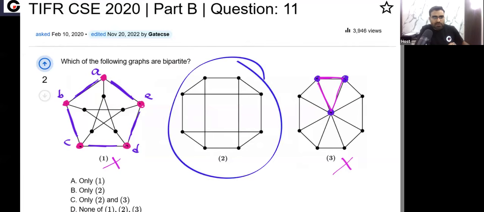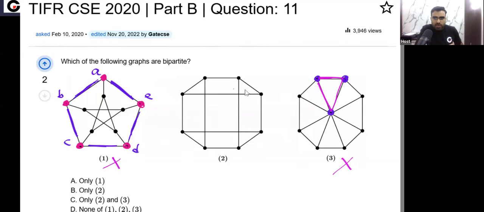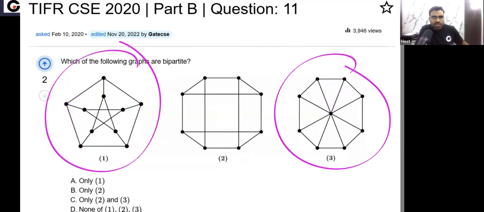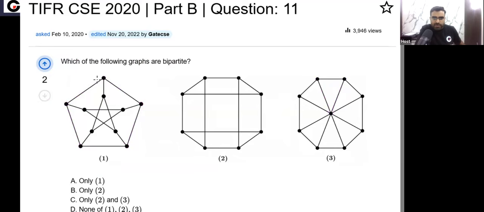What about this graph, graph number 2? If you observe, this does not have any odd length cycle. Every cycle has even length, so this will be bipartite. Now how to prove it? How to prove that this graph is bipartite? You can try to create a bipartition. For this graph and this graph, you can easily see that they are not bipartite because there is an odd length cycle.